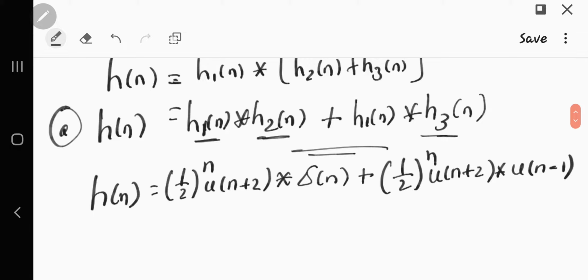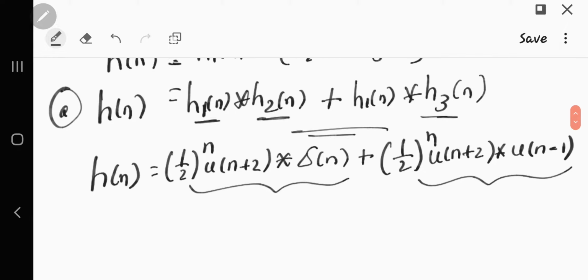Now, if you perform the convolution here, I'm not going to elaborate on that one, I'll just give you the final expression. You can perform the convolution by applying the properties or by performing the convolution sum operation for these two. You will get the end result, and I'll just give you the final answer here for you to verify. So this will give you u of n plus 2.